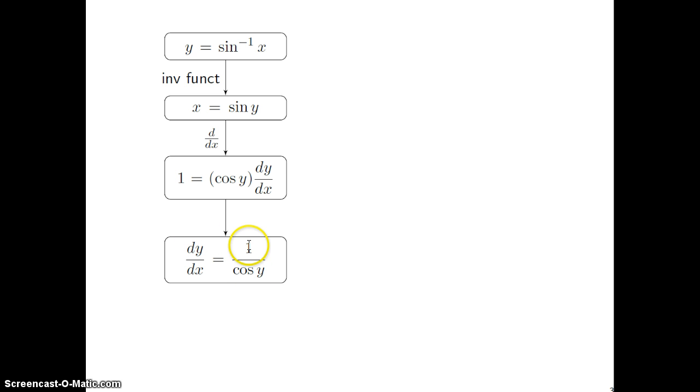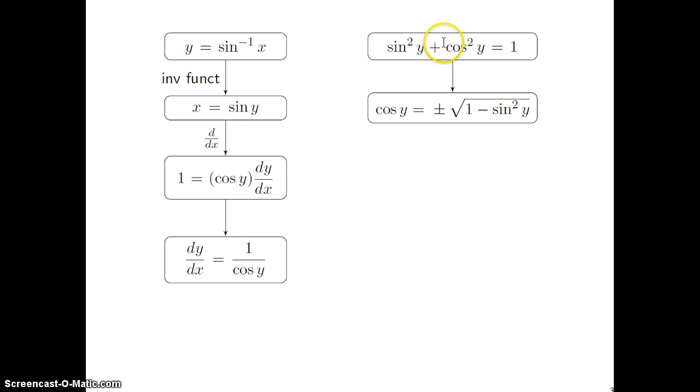And this is an expression, 1 over cosine y, for the derivative, but the problem is that the original function just talked about x, and here you have this derivative formula that has y in it, and that's a little weird. So we're going to fix this by using the Pythagorean identity. In this particular formula, it's going to be helpful to solve for cosine of y, and the reason is because of this cosine of y right here.